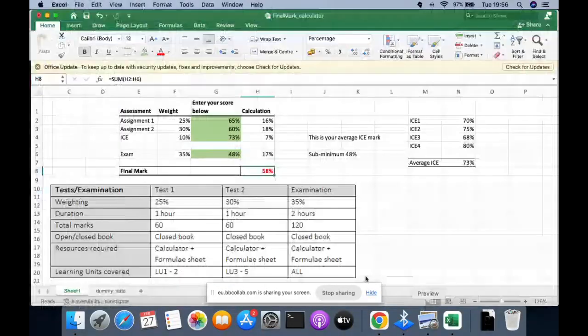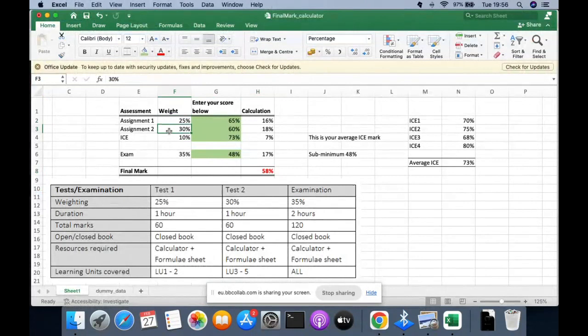The weights here I've entered for you, because if you go to your module outline, you'll see what your weights are for assignment 1 and assignment 2. If it is different, change it. All you need to do is change it. Say your weighting is 30% in your module outline, this changes to 30%, and that'll do everything for you. But as far as I know, these are the weightings that you have for assignment 1, 2, and your ICE marks, and that's your exam weighting.